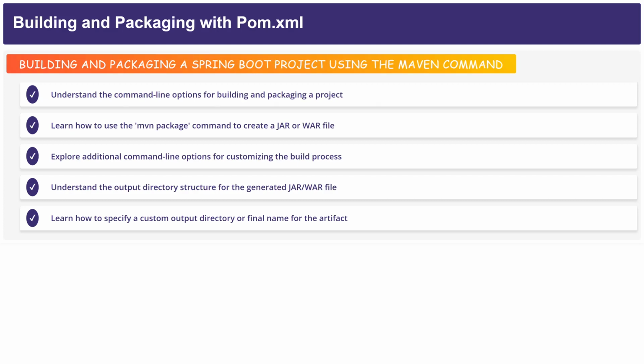In this segment, we will cover how to build and package a Spring Boot project using the Maven command. We will start by understanding the command line options available for building and packaging a project. Then, we will learn how to use the mvn package command to create a jar or WAR file. We will also explore additional command line options to customize the build process according to our requirements. Additionally, we will understand the output directory structure for the generated jar or WAR file and how to specify a custom output directory or final name for the artifact.